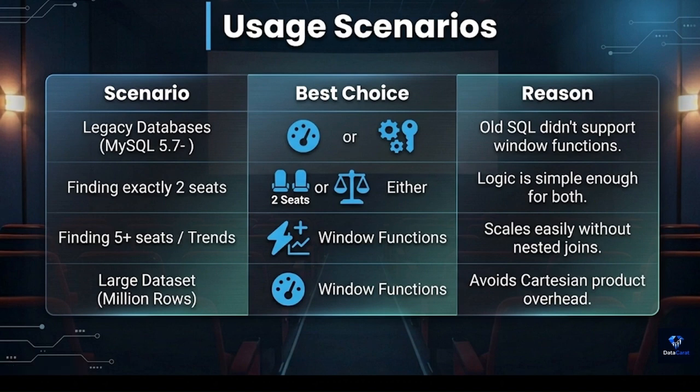Now, when working on legacy databases, you will be forced to use self-joins as you cannot use window functions there. Otherwise, most modern day applications will definitely use window functions. If you are doing a complex sequence analysis, window functions are much easier to read and maintain.